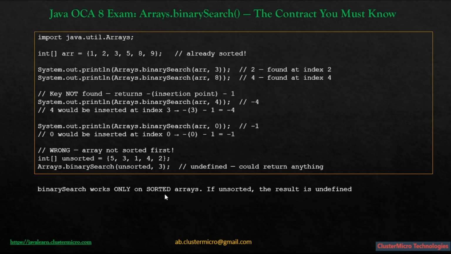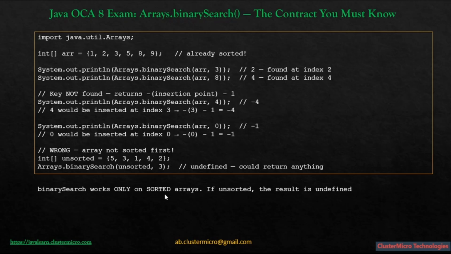Next is Arrays.binarySearch, the contract that you must know. Binary search is a very efficient search algorithm, but it works correctly only on a sorted array. So the most important rule to remember is to sort the array first, then only perform the search. If the array is not sorted, the result of the search is unpredictable. When the target element is found, the binarySearch method simply returns the index of that element in the array. If the element is not found, the method returns a negative value.